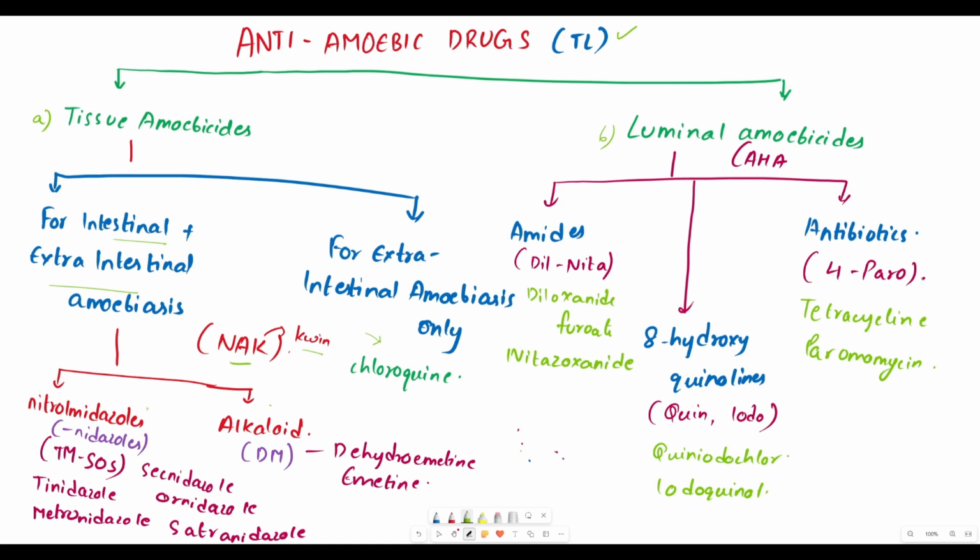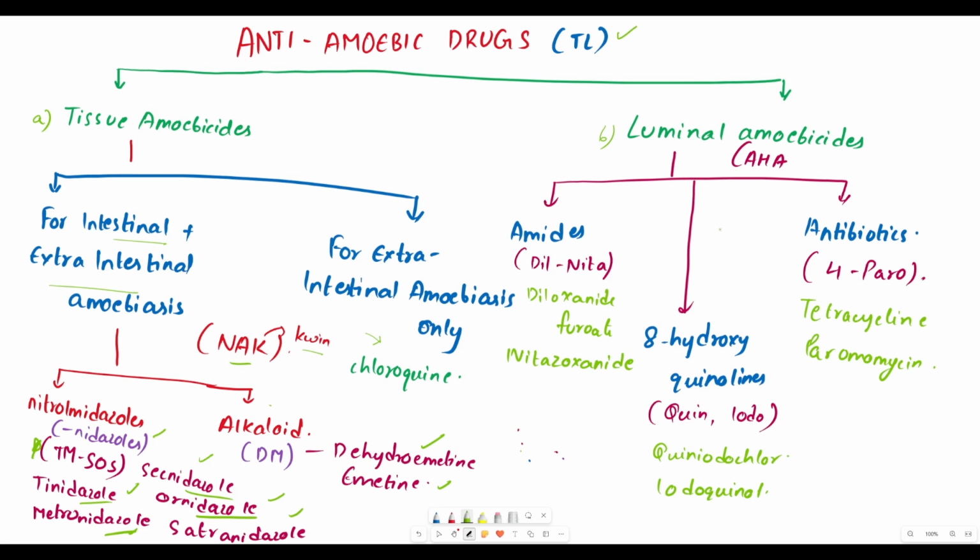And the nitroimidazoles, remember that these will be ending with the term nidazole, or you can remember the trick as TM sauce, where T means it is tinidazole, M means metronidazole, S means secnidazole, O means ornidazole, S means satronidazole. So nidazole is the ending term. And for alkaloids, remember it as DM, where D means dihydroemetin, M means emetin. Emetin and dihydroemetin will be coming.